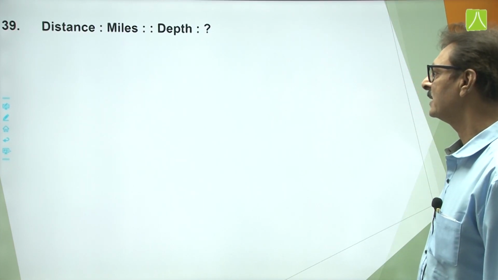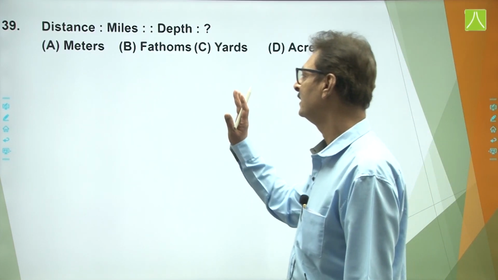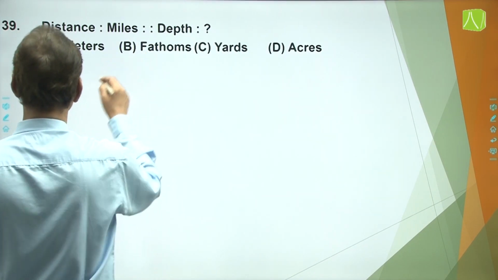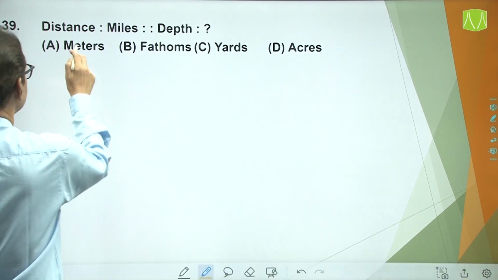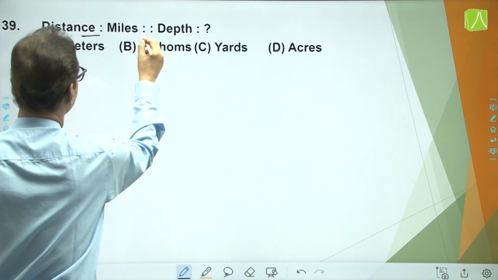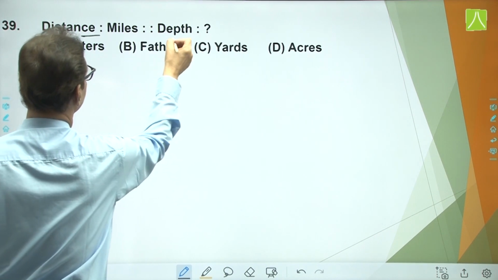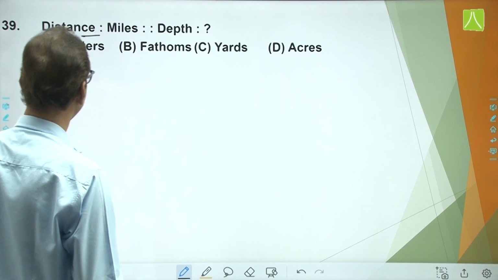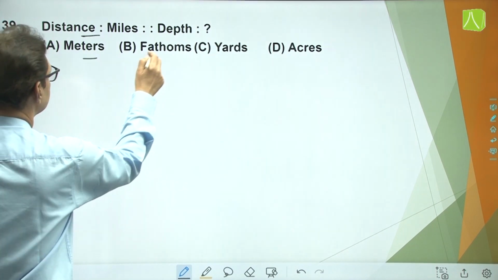Distance is to miles, depth is to what? This is GK, you have to remember this word. Distance is always measured in miles. So depth is measured in what? Out of these four options, in what will we measure depth?